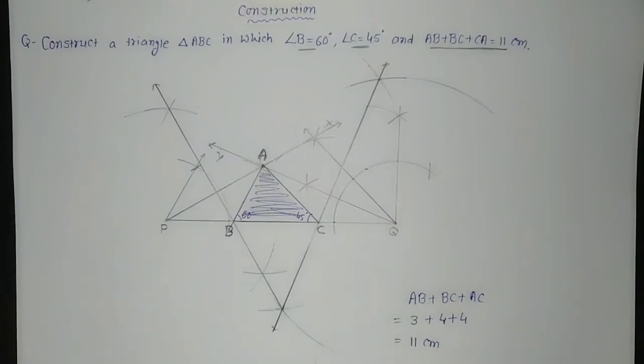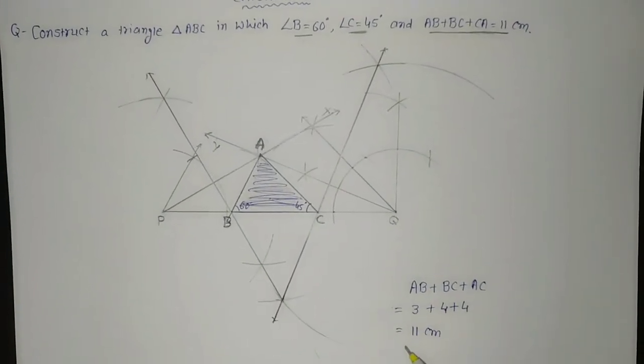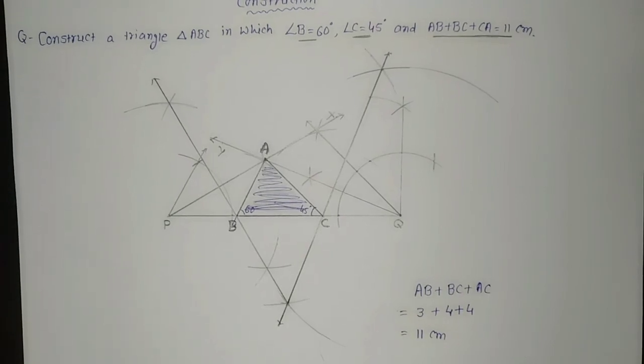So this triangle ABC is the required measure triangle in which AB plus BC plus AC, 3 plus 4 plus 4 is equal to 11 centimeter. So this is how you can draw this construction.